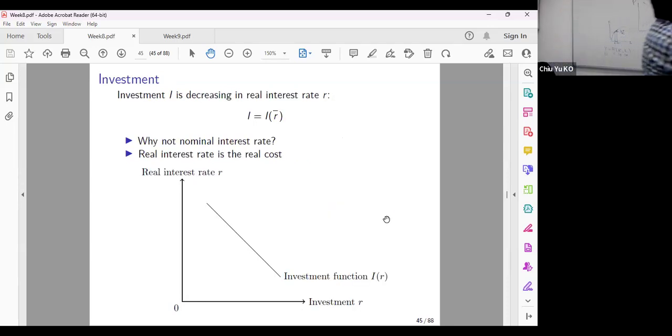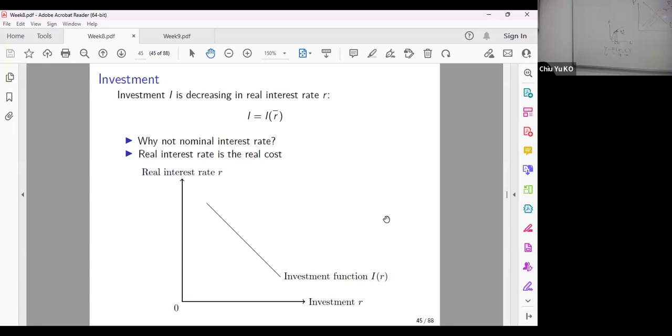Next is this. It's called the investment function, okay? Investment function is talking about how people do investment. Look at the real interest rate, which is downward sloping, okay? The higher the interest rate, the less investment you do. The lower, you do more.